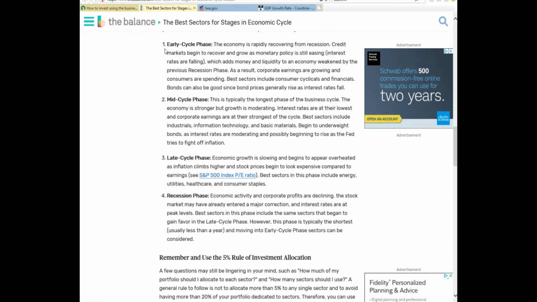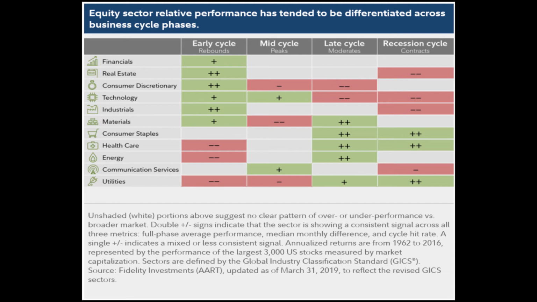The Balance also has a good outline of what to invest in or what not to invest in early, mid, late, and recession phase. The consensus is that we're already in the late cycle phase. According to The Balance, the best sectors to invest in are still energy, utilities, healthcare, and consumer staples. So again, from Fidelity Investments, a common theme in the late stage and into the recession cycle is that consumer staples, healthcare, and utilities do well.